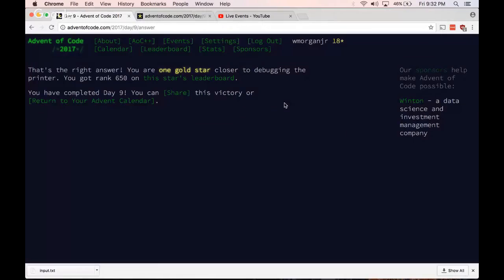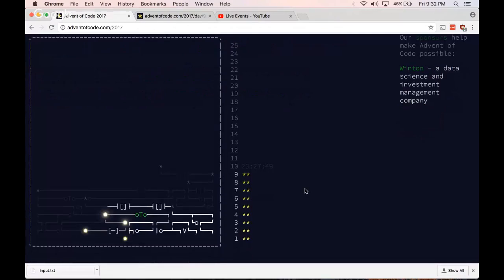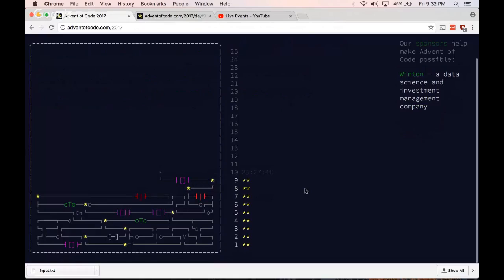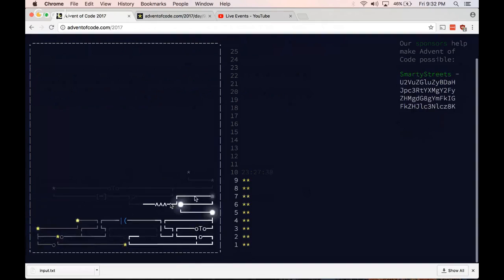Okay, so let's take a look at the advent calendar. All right, it continues to grow, and I noticed today for the first time that it actually branches, which is very cool to watch. You can see it trace out multiple paths at the same time, which is nice.